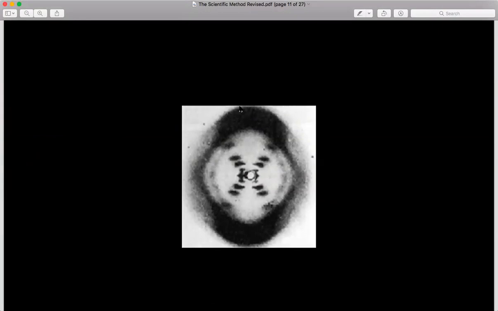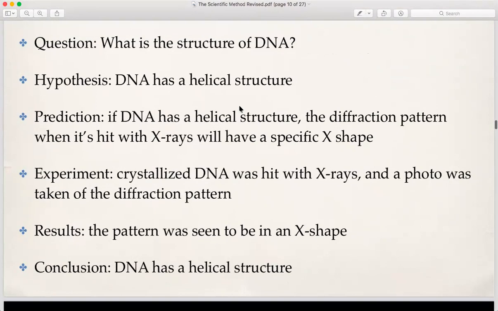And it can be something that we all can do if we think of the right question, the right guess, and make the right prediction. But yeah, as you guys can see, the pattern was seen to be in an X shape, and their conclusion was rightly that DNA has a helical structure.